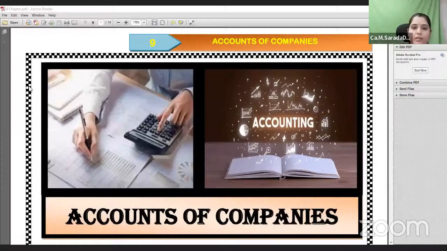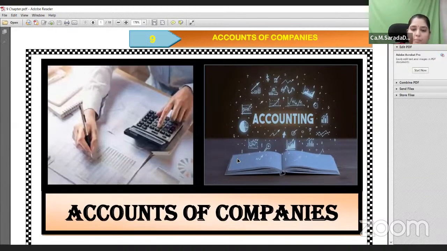Okay, so today we are going to start with this particular topic of accounts of the company and the Negotiable Instruments Act. After completing this accounts topic, we will start with the Negotiable Instruments Act. Okay, so the main aspects of this particular topic, accounting of the companies.